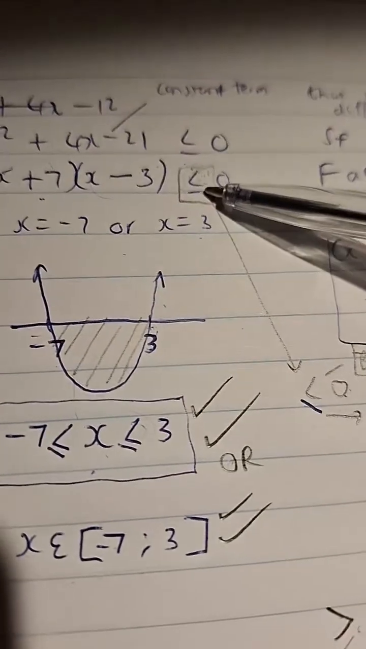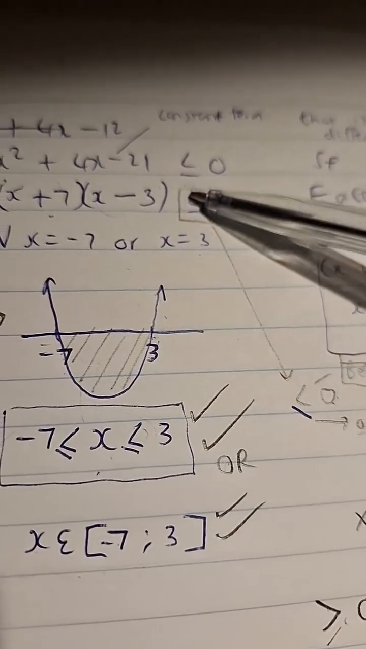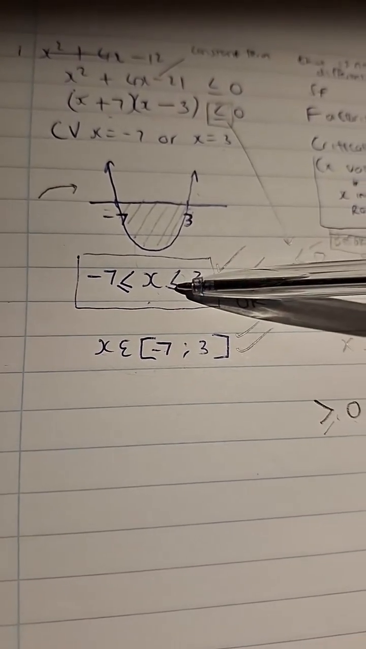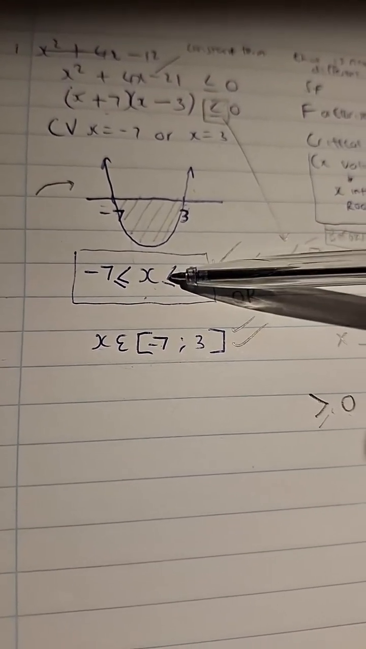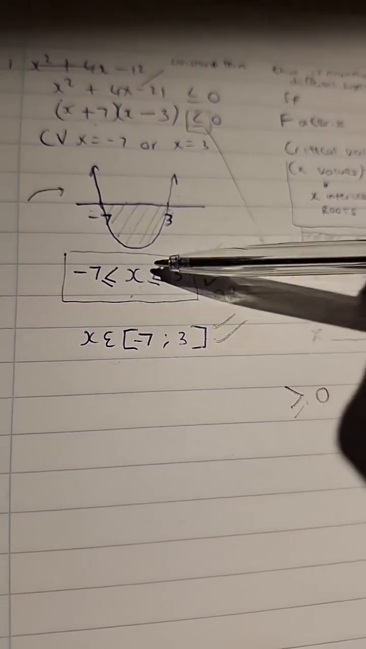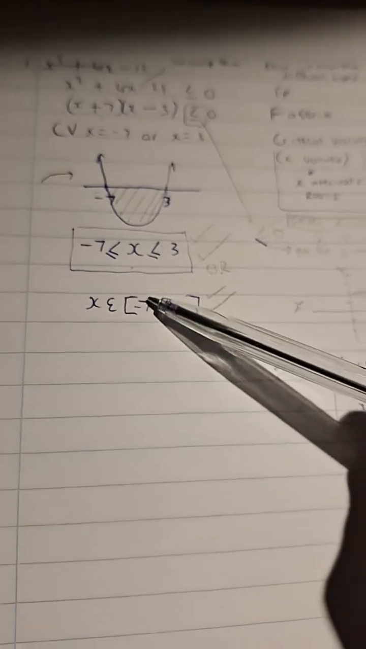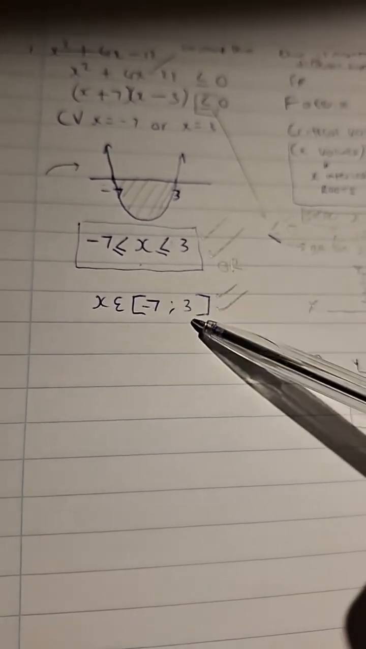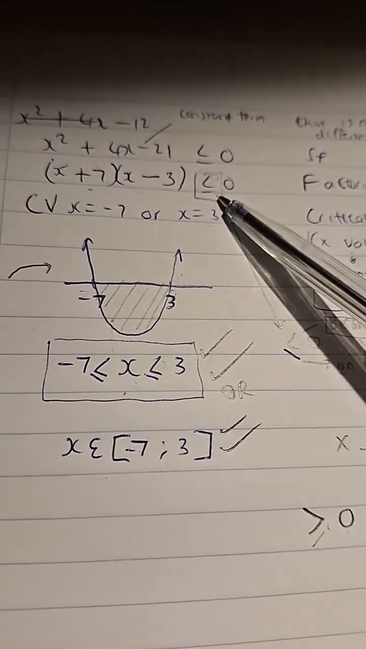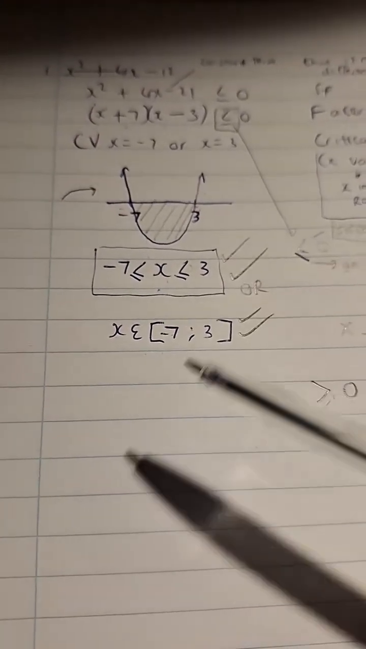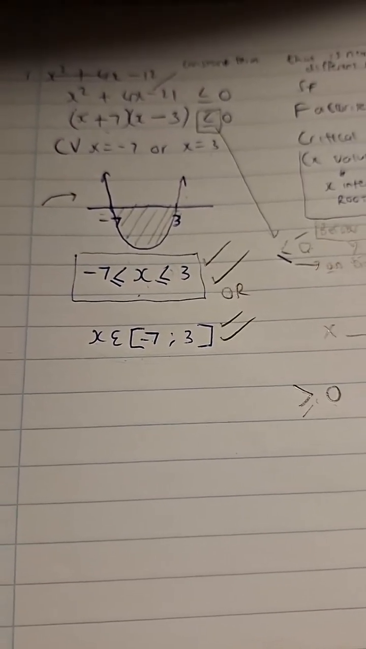But remember, if the equal was not there and it was just less than alone, we would not have the equal signs underneath these symbols of less than here. We would have just the less than signs alone. And in this answer, we wouldn't have closed brackets, we would have open brackets, because equal means we include. But if there's no equal sign, it means we do not include the critical values.